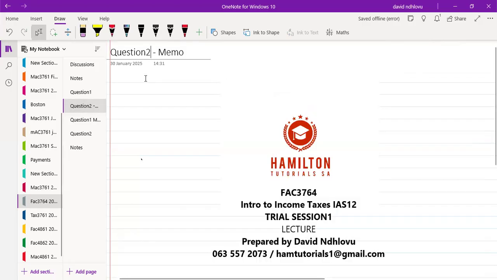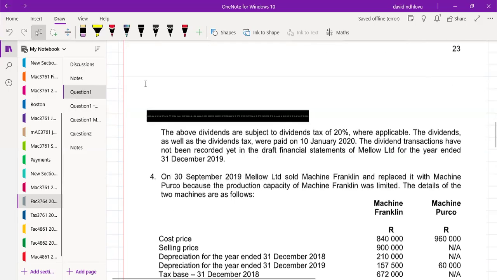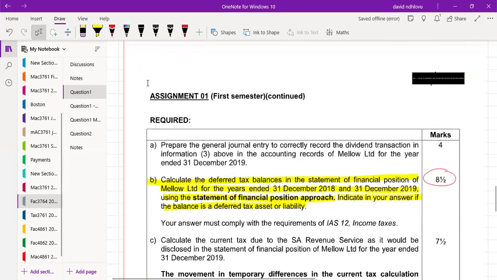So we want to look at that. This is number B that I'm looking at, and I am expected to calculate the deferred tax balances. Now, what we do with deferred tax, you want to calculate movement. When you calculate movement, you start with the prior year, and then you calculate for the current year, and then you note the direction of the movement. Has it increased? Has it decreased? Depending on whether it is an asset or liability.